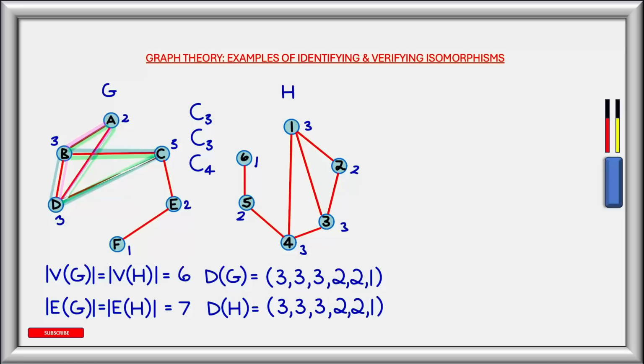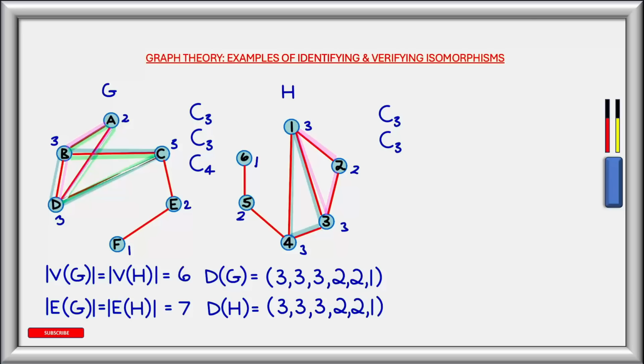And then in graph H, we can start at vertex 1, go to 2, 2 to 3, and then back to 1 again. We can also start at vertex 1 again, go to 4, and then to 3, back to 1 again. And so that's 2 separate cycles of length 3. So 2 C3 cycles.